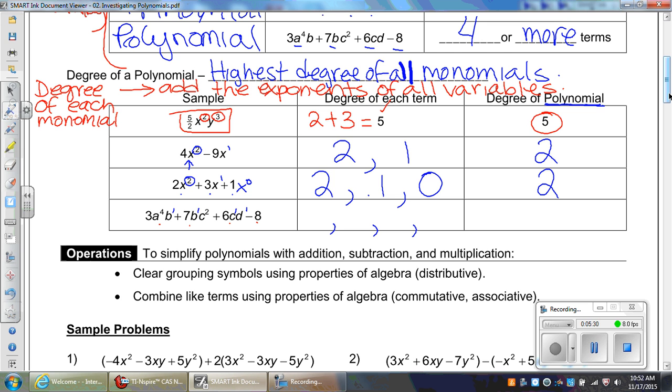Okay, Alyssa with an S. What are the degrees of each monomial here? Well, we have a to the power 4 and b to the power 1, so 4 plus 1, 5. Then 3, and 2, and 0. And which will be the highest number there? It will be 5. So 5 will be the degree of the polynomial.